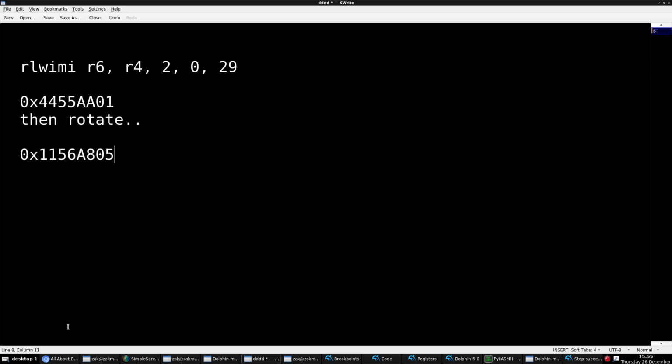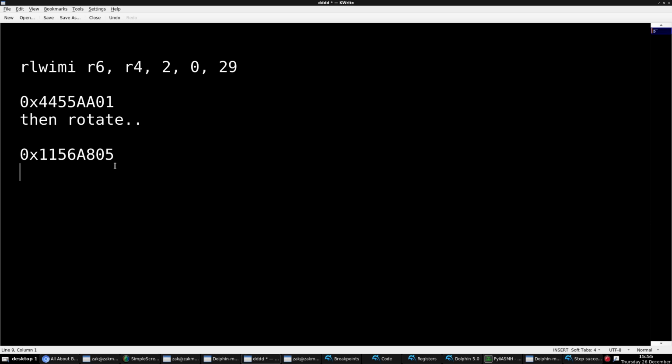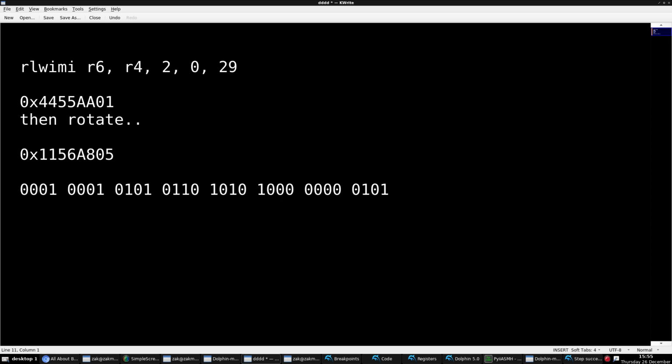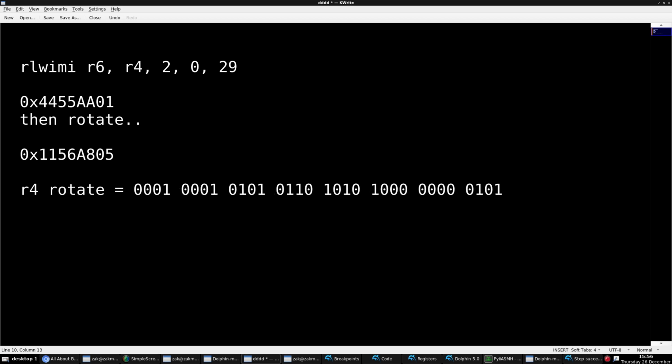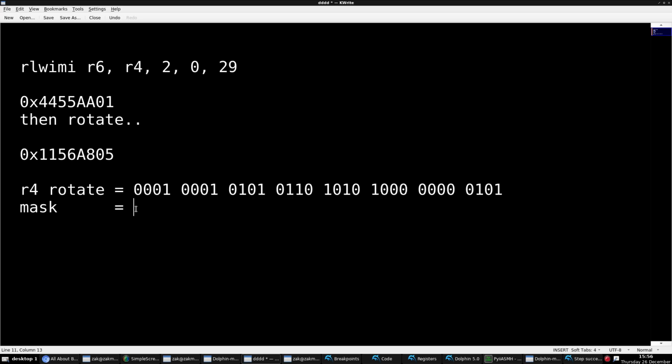Okay, now let's put this in binary representation. So this is R4, R4 rotated. Now let's look at our mask. Our mask in hex form, because we're doing 0 to 29, is all F's and a C. But we'll put it in binary so you get a better representation. You see, bit 28, bit 29, bit 30, bit 31. So that is our mask.